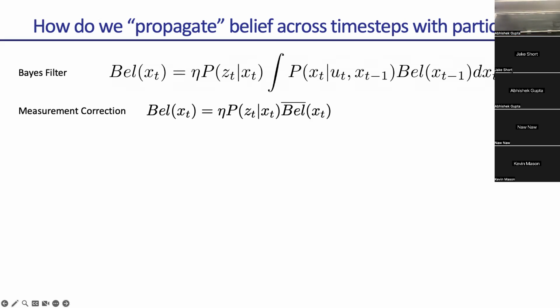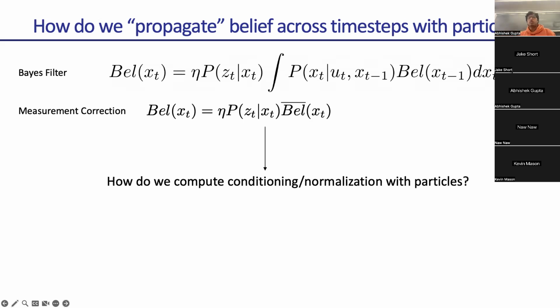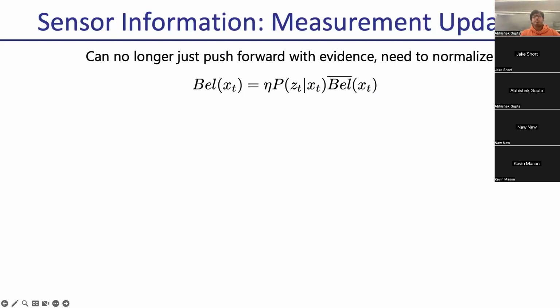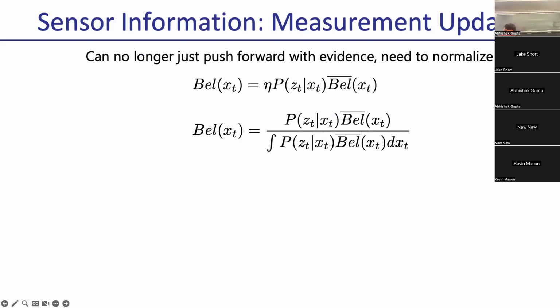Okay, so if we expand out the normalizing constant, the normalizing constant is just going to be an integral of the numerator, so that the whole thing integrates to 1. You need probabilities to integrate to 1.